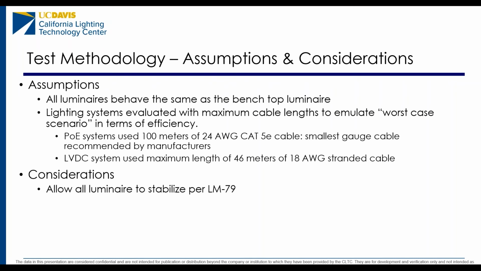So we made 2 primary assumptions during our testing. First was that the luminaires that were sitting on the rack were performing exactly the same as the luminaire that was being probed. This assumption allowed us to only meter 1 luminaire at a time. The second was that the lighting systems were operating under what we considered to be the worst case scenario in terms of cabling. So for each lighting system, we used the maximum cable length and the smallest cable gauge recommended by the manufacturer. So for the PoE systems, this looked like 100 meters of 24 gauge Cat 5e cable. And for the LVDC system, this was 46 meters of 18 gauge stranded cable. And then before taking any measurements, we allowed all the luminaires to thermally stabilize per LM79.